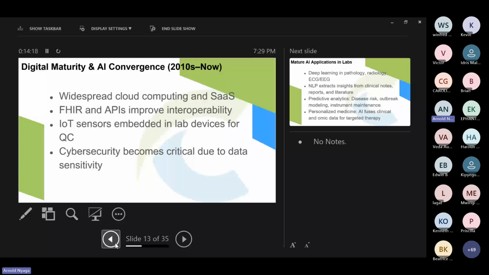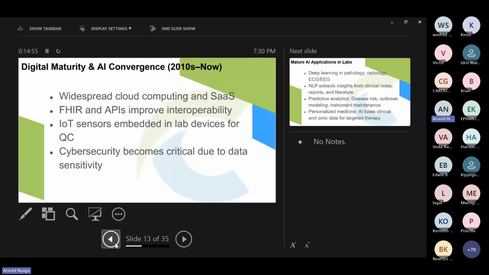Then we are having the Internet of Things, or sensors being embedded in our laboratories and in our devices for quality control purposes. If it's maintenance that you are doing, analyzers can now sense and tell you about scheduled maintenance that has not been done. It will automatically give you an alert.